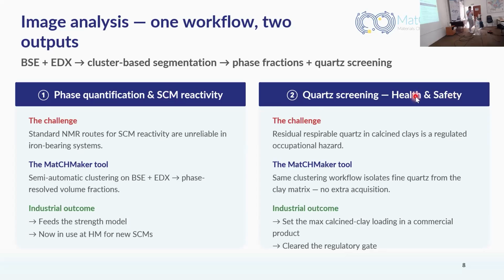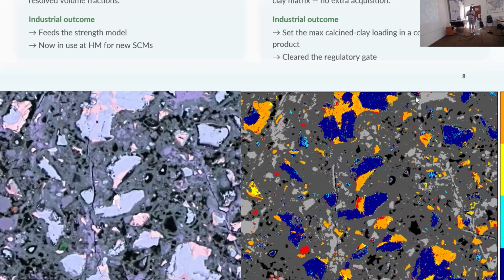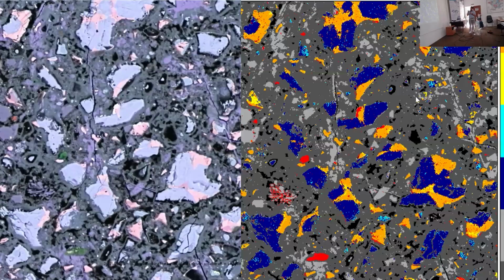So we are blending with clays or cement. In clay, you may have quartz, and if quartz is too fine, it may go in the lungs of the workers, which is a health and safety hazard. So with MatCHMaker, with this tool, we could also quantify that. And this actually had an impact on our production of the first calcined clay plant in France happening this year.